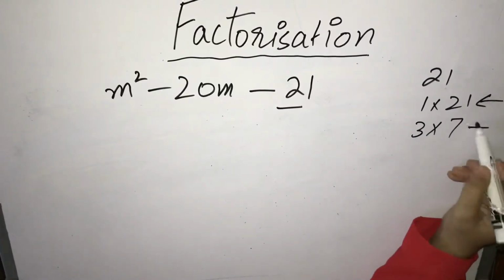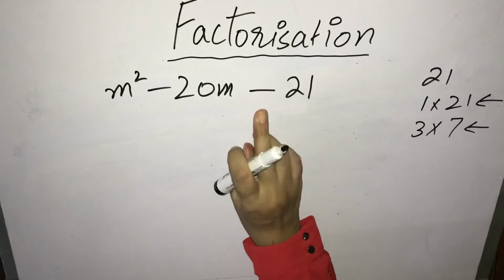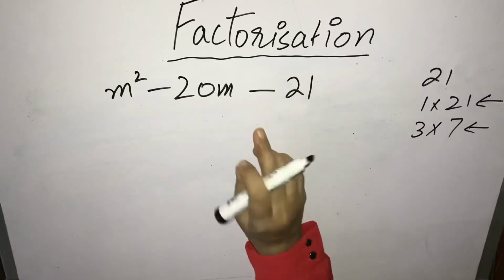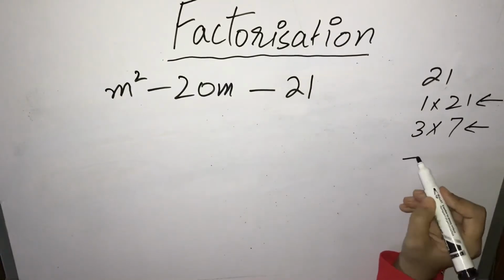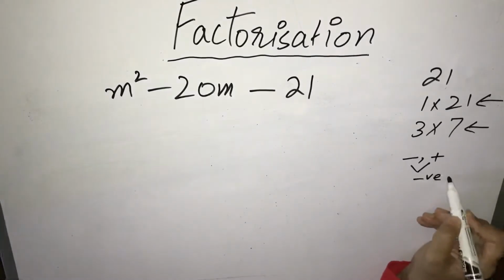We have two options. This sign is negative. It shows that you have to subtract the factors, because one factor will be negative, the other will be positive. When you multiply these two, you will have a negative sign.